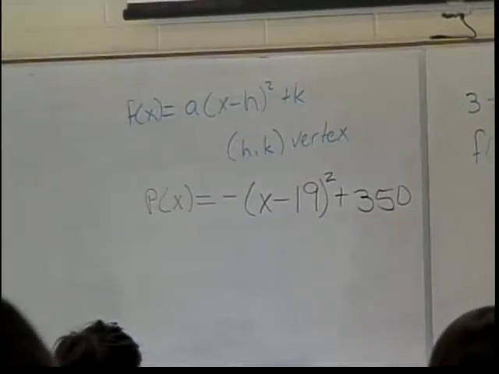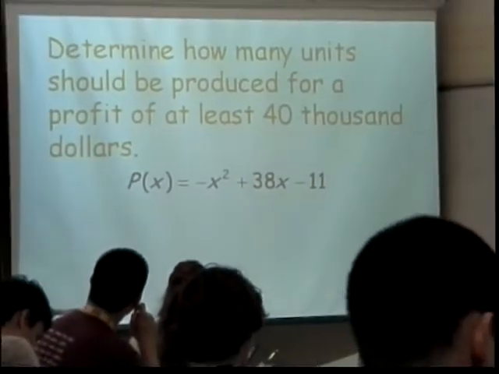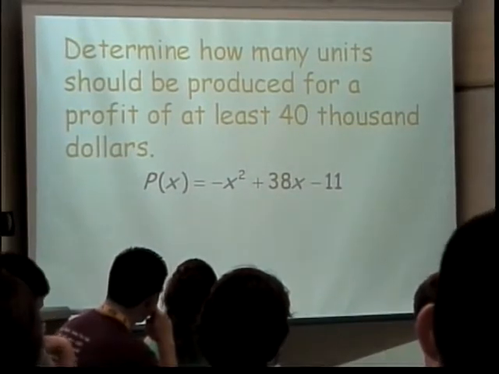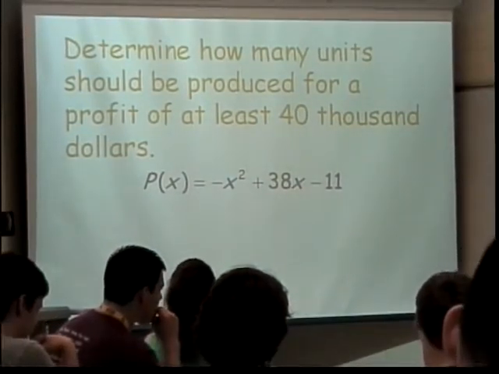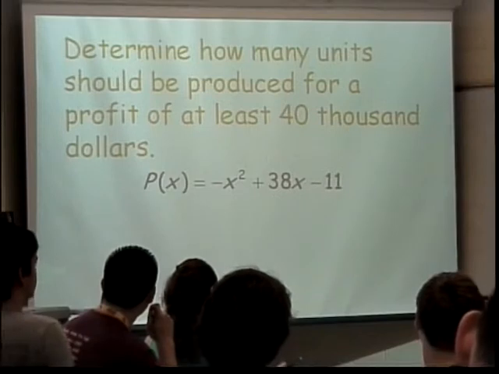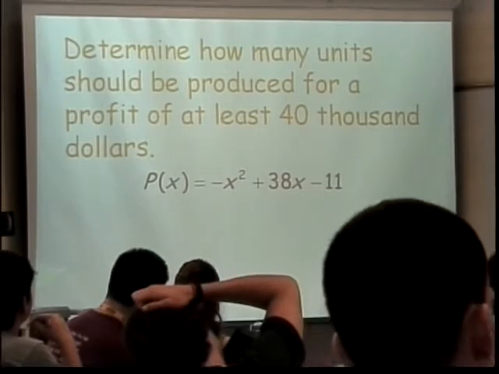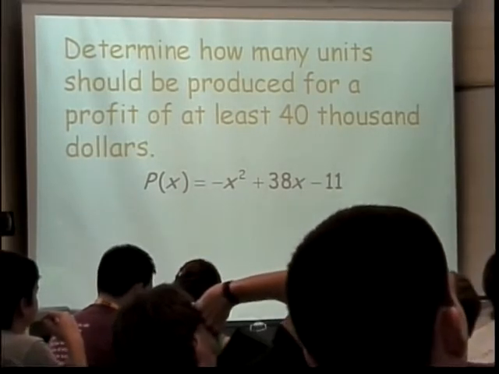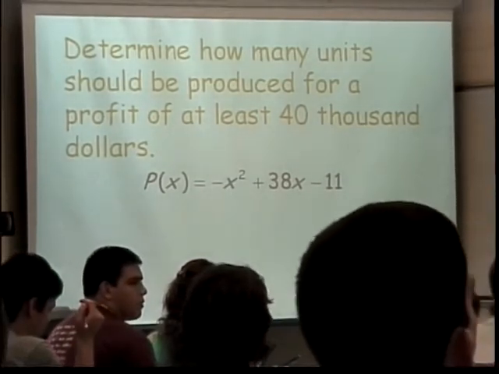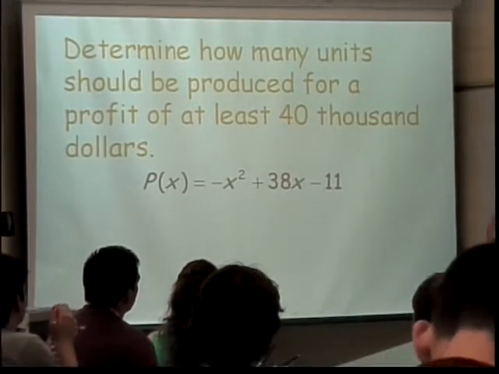All right. What's the next question? Determine how many units should be produced for a profit of at least $40,000. Ideas? 40,000. Plug in 40 into the y value. Now I have a question, because it says at least. Does that mean I have to make this an inequality? No? I can make it an equation? Yes. I've got a vote for an inequality and a vote for an equation. Greater than or equal to.